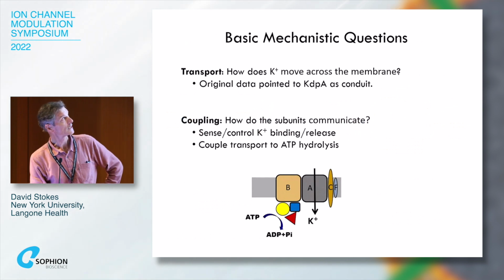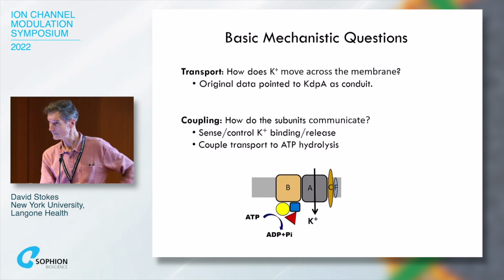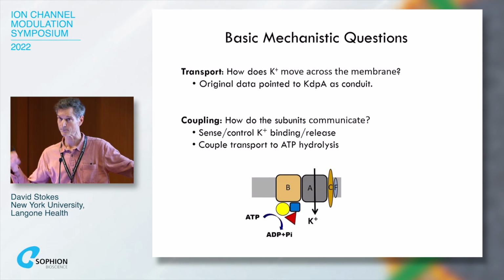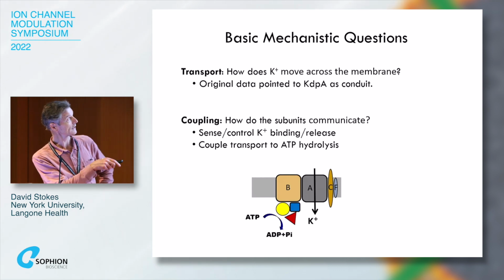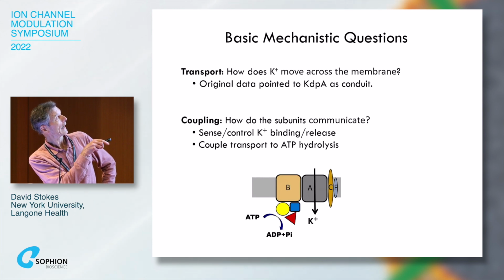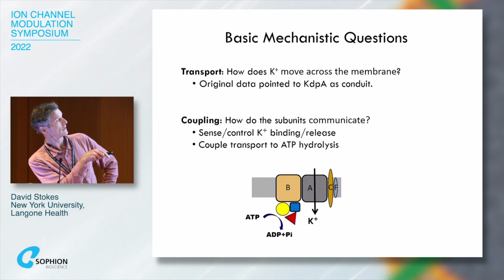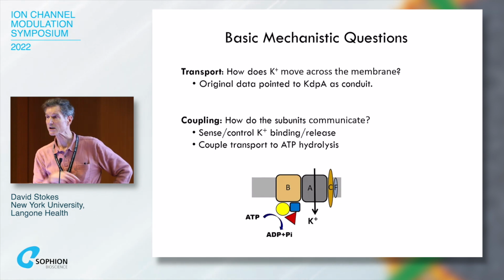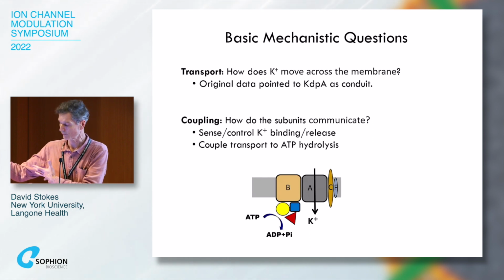Okay, so our basic mechanistic questions that I'd like to address are, at transport, how does potassium move across the membrane? I already told you the original idea was that it went through the channel. I mean, that makes sense. It's descended from channels, and channels are transporting potassium. So that's what we assumed, everybody assumed was going to be the case. And then for coupling, we need to try to understand how this transport is coupled to the ATP hydrolysis, what the energy coupling mechanisms are, and then how this KdpB subunit senses the fact that potassium is bound and it's time to hydrolyze the ATP and let it go through.